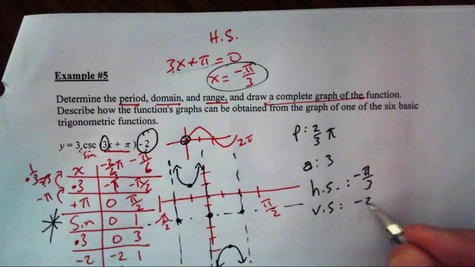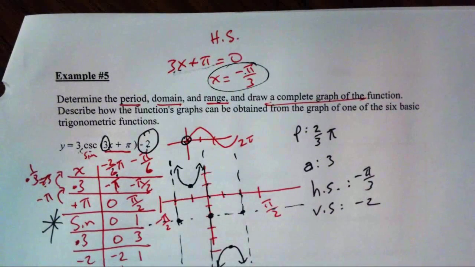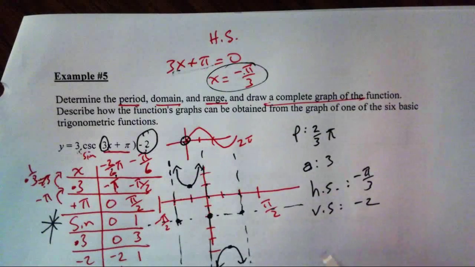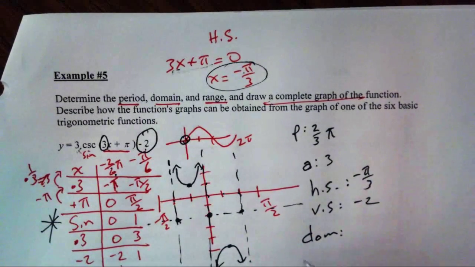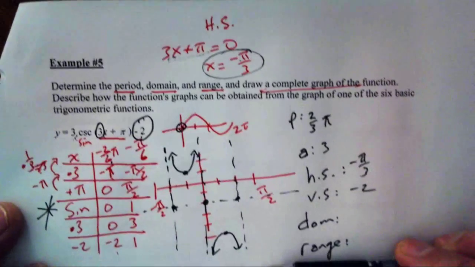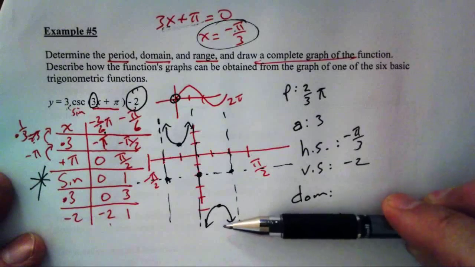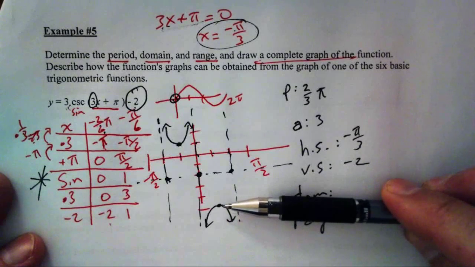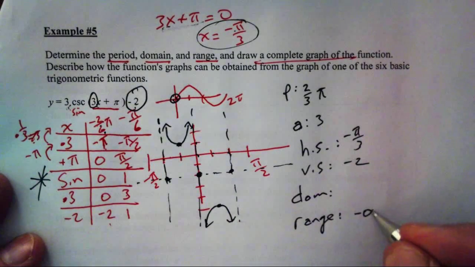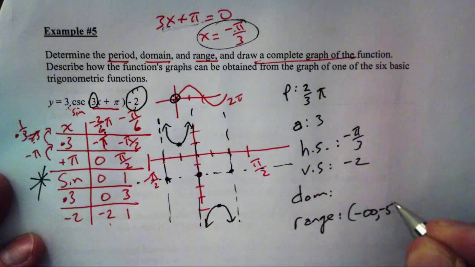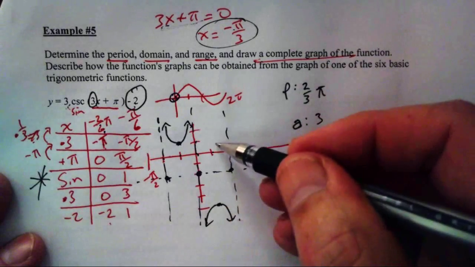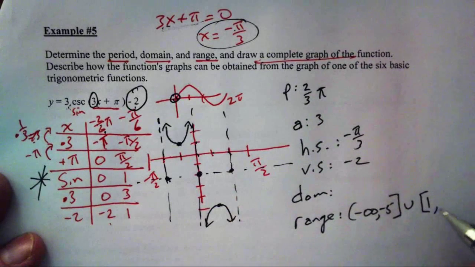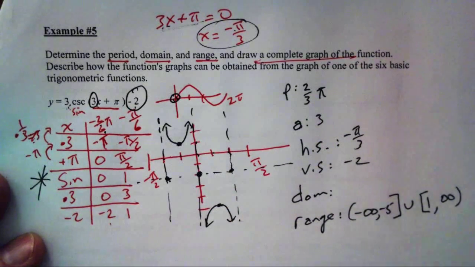right here, down 2. Okay, now we're supposed to find the domain. Yikes. We got our period. We're going to find the range first. The range, this graph from negative infinity on up exists until we get to negative 5. From negative infinity to negative 5 and exists at negative 5. And then it starts again at 1 and continues to infinity.